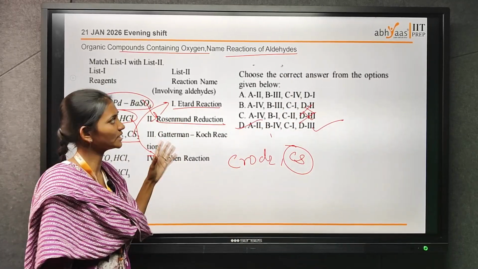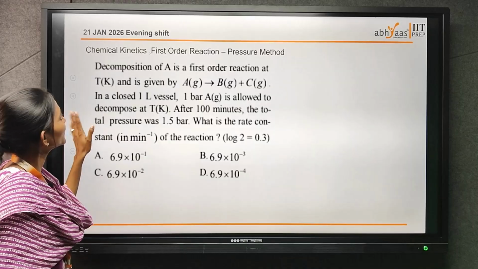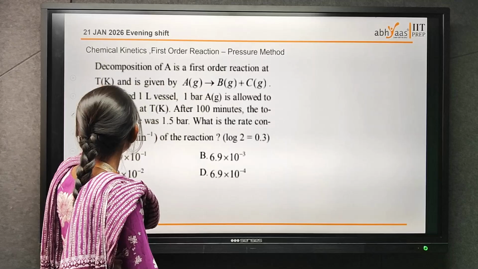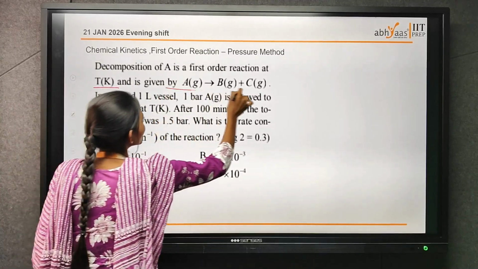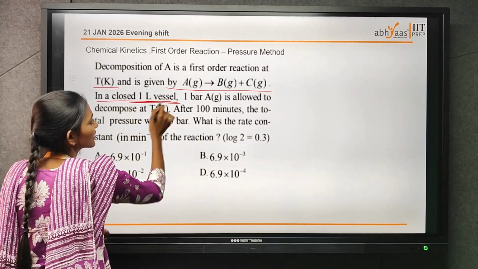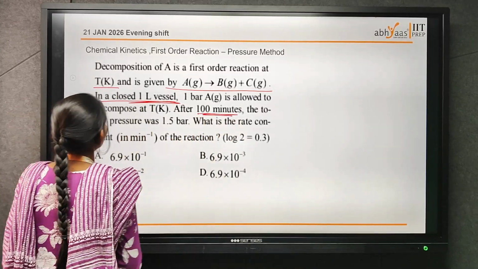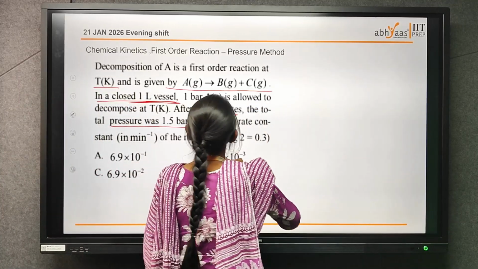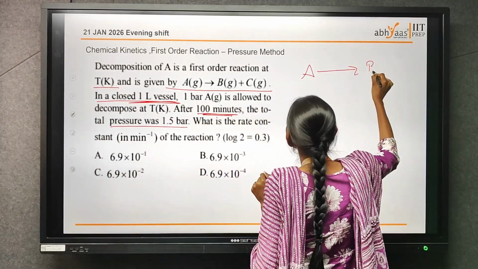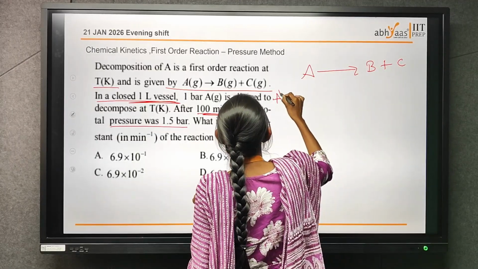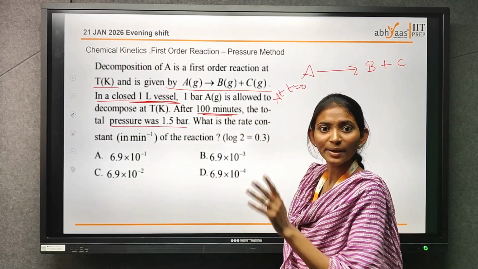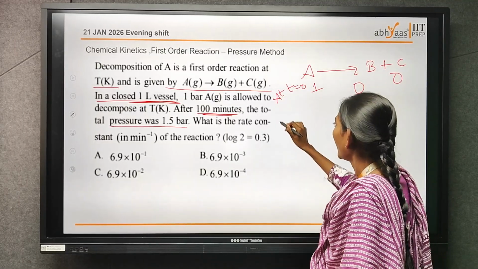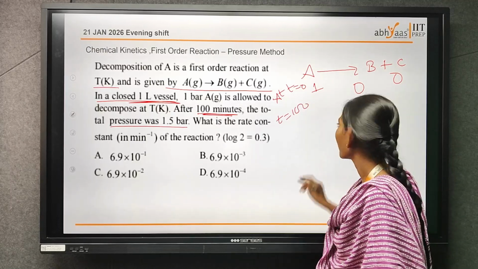So not that lengthy a question, a moderate one. Moving to chemical kinetics, first order reaction. They are giving the decomposition of A, a first order reaction, at a temperature in kelvins, in a closed 1 liter vessel. After 100 minutes, the pressure was 1.5 bar, right? They are asking for the rate constant in minutes. Coming to the reaction, A gives rise to B and C. So at time t equals 0, my pressure will be 1 and B, C will be 0. At time 100, what, Nana, do we have?